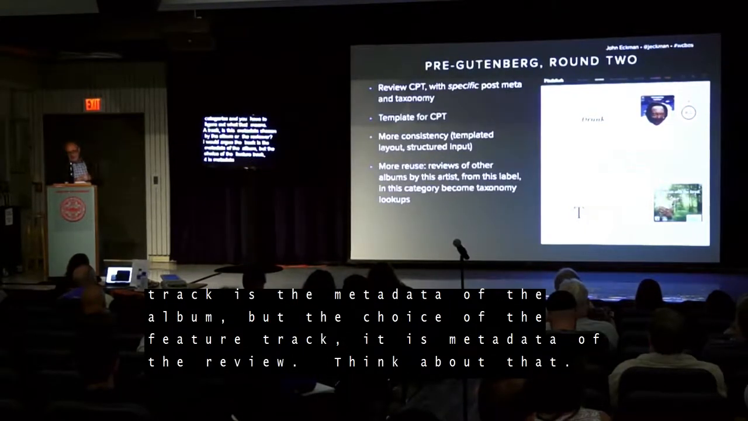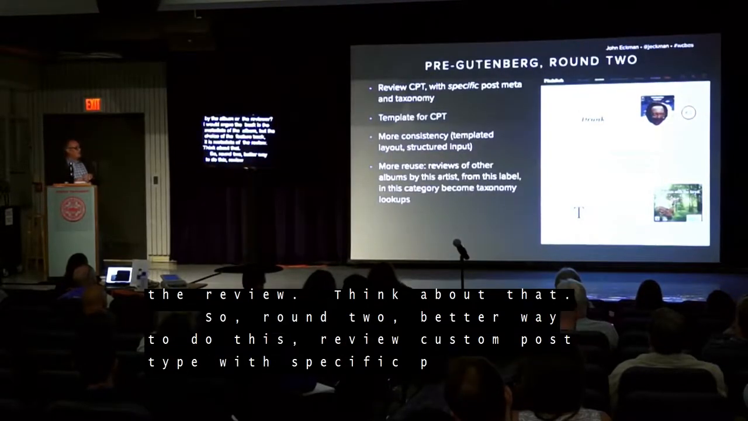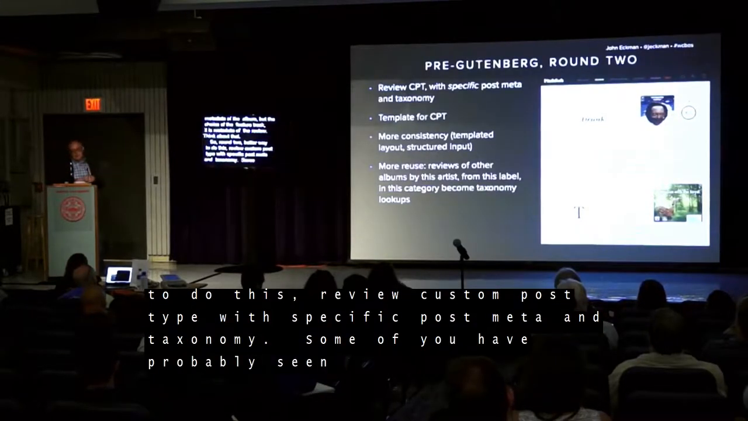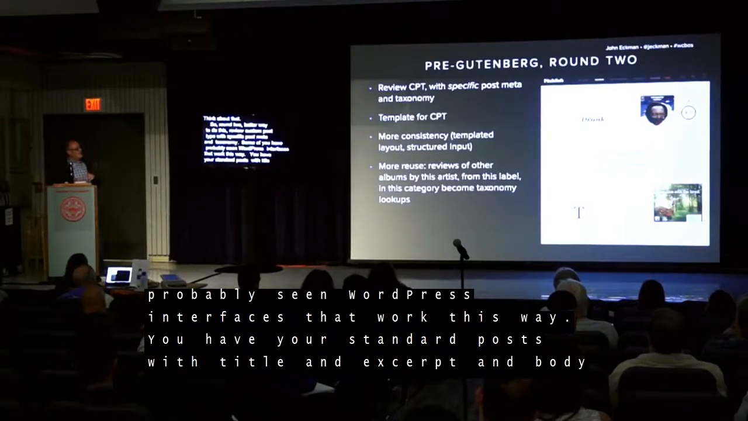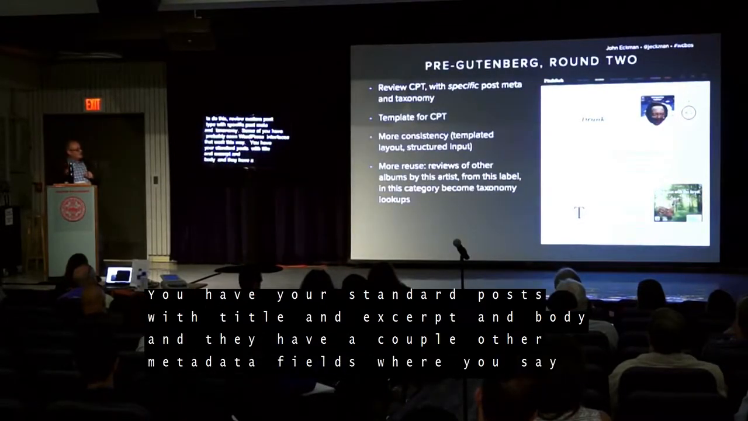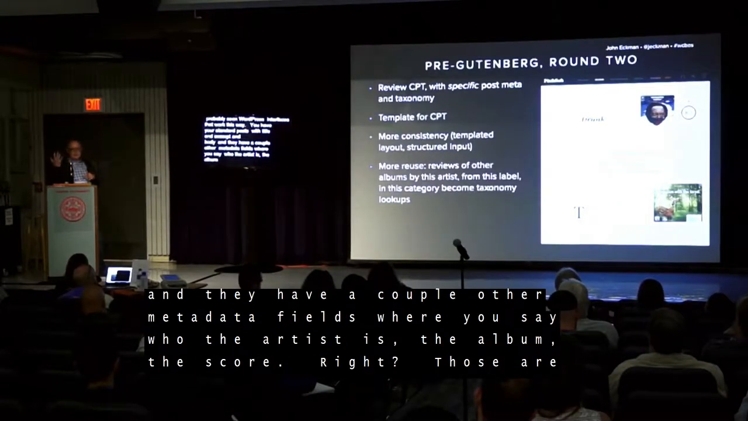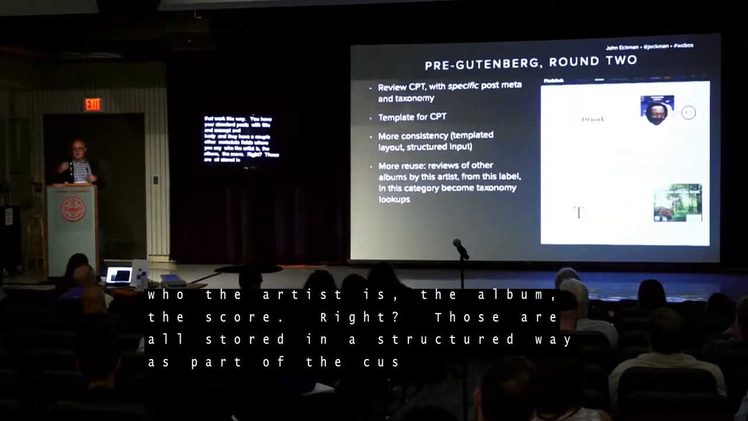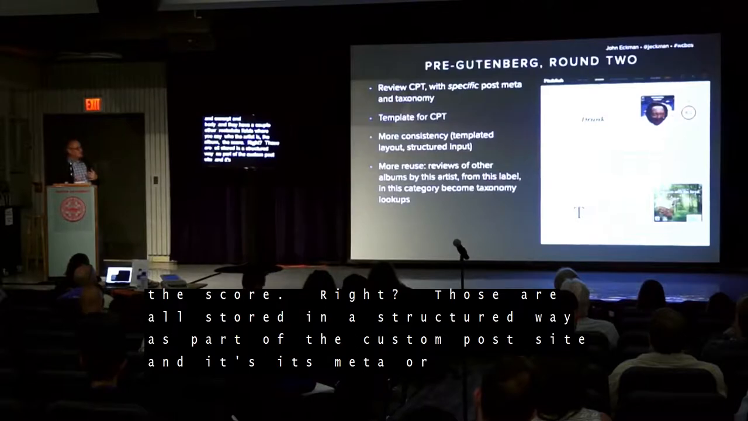So round two, better way to do this. Review custom post type with specific post meta and taxonomy. So some of you have probably seen WordPress interfaces that work this way. You have your standard post with title and excerpt and body and author and all that. And then you have a couple of other custom metadata fields where you say who the artist is being reviewed, what the album is, maybe what the score is, right? And those are all stored in a structured way as part of the custom post type in its post meta or in its taxonomy. And the template knows how to display those things.